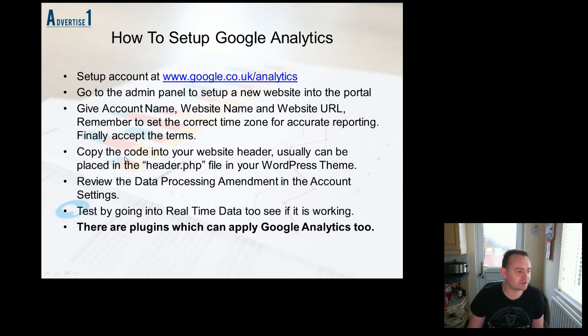If you know how to do this, great. If not, there is a plugin to do this. Copy the code into your website header, which can usually be found in the header.php file in your WordPress theme, and then review the data processing amendment in the account settings. Test this by going to real-time data to see if this is working, and there's a plugin which can apply to Google Analytics too. So there we go.